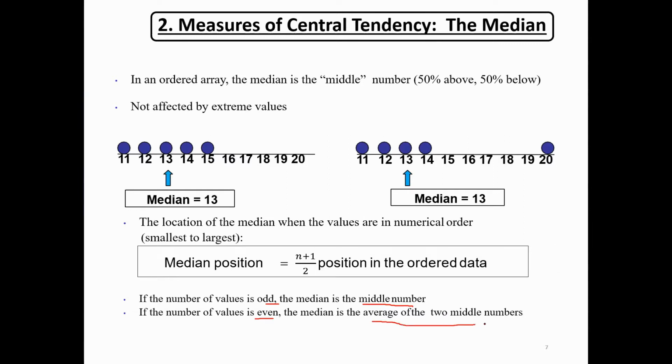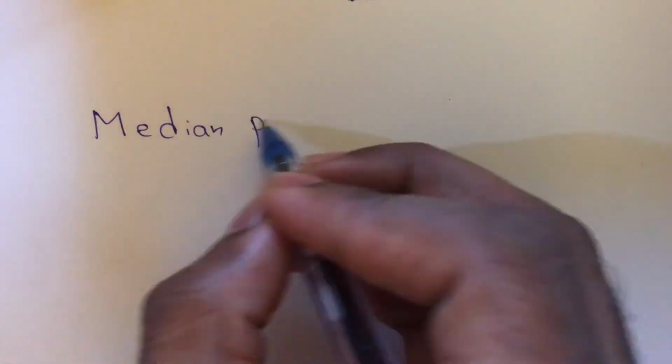That is what is mentioned here. So when you say calculate the median, you're simply saying to calculate the middle number such that 50% of the observations are above that number, and 50% of the observations are below that number.